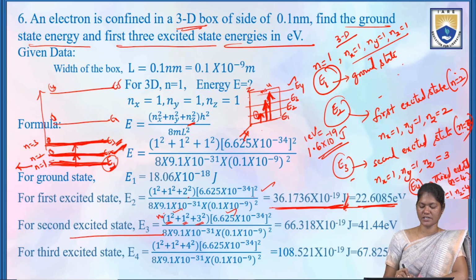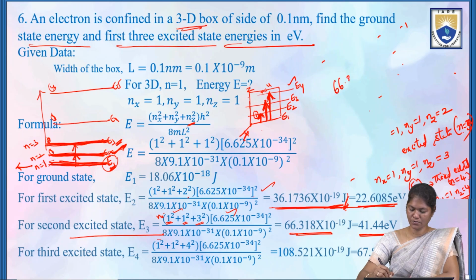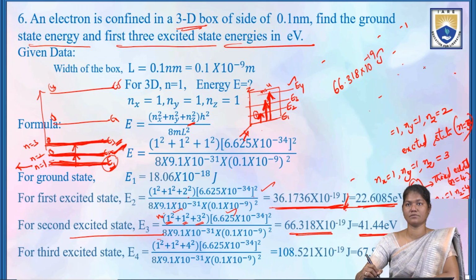For the second excited state, E3 is equal to, here nx is equal to 1, ny is equal to 1, nz is equal to 3. So substituting the values and calculating, we will get 66.318 into 10 power minus 19 joule. So 1 electron volt is equal to 1.6 into 10 power minus 19 joules.